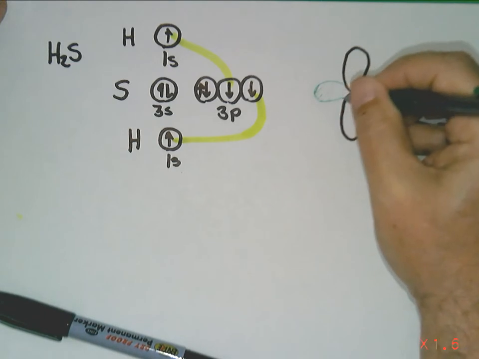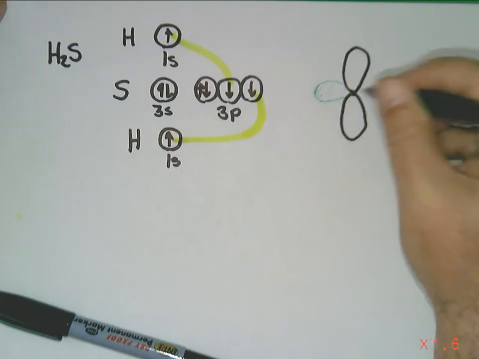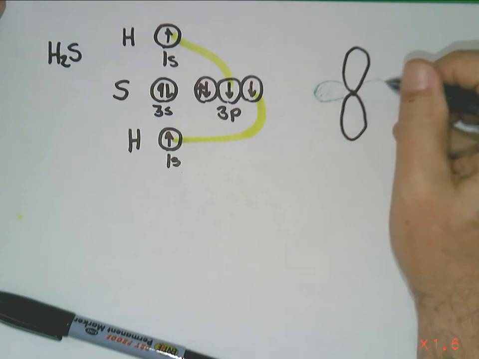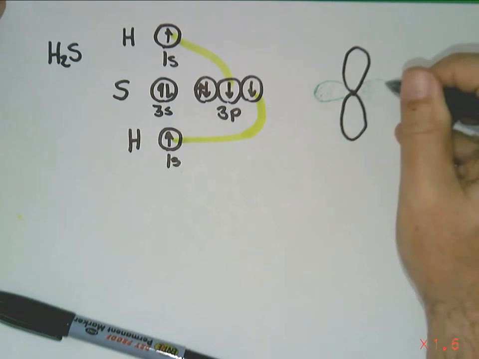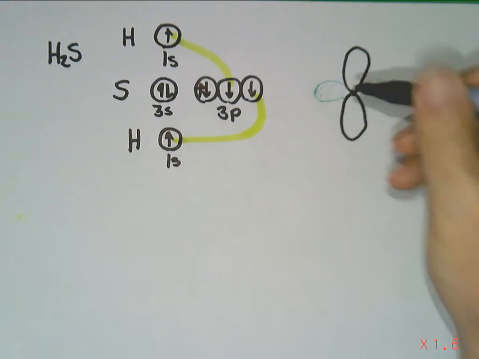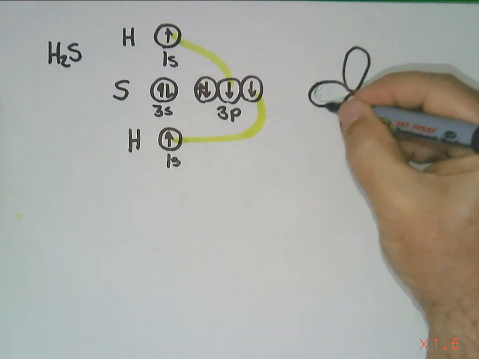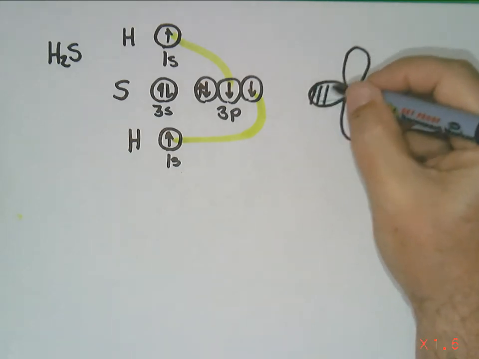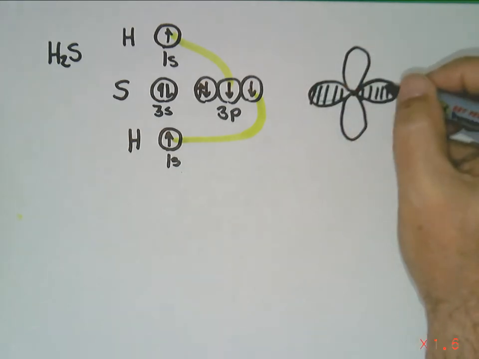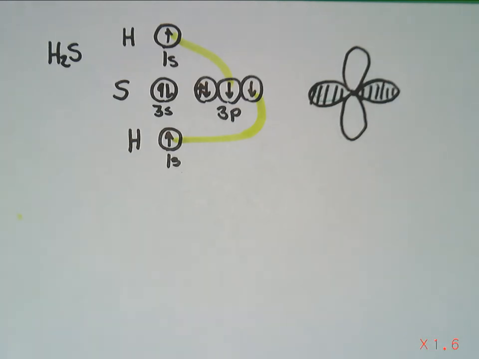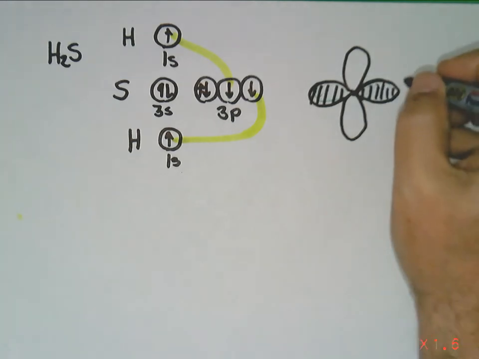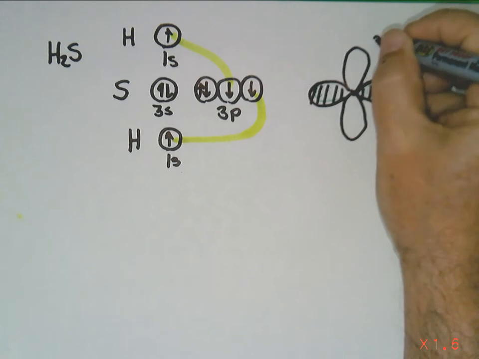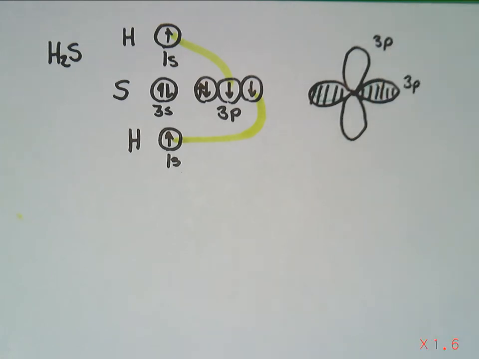Let me color it in so it looks a little different. Okay, how about we just do it like this? They both look like dumbbells. These are two separate orbitals, though. I have my stripy orbital and my unstripy orbital, so this is a 3p and this is also a 3p. Now, I have to overlap each of those 3p's with a 1s.